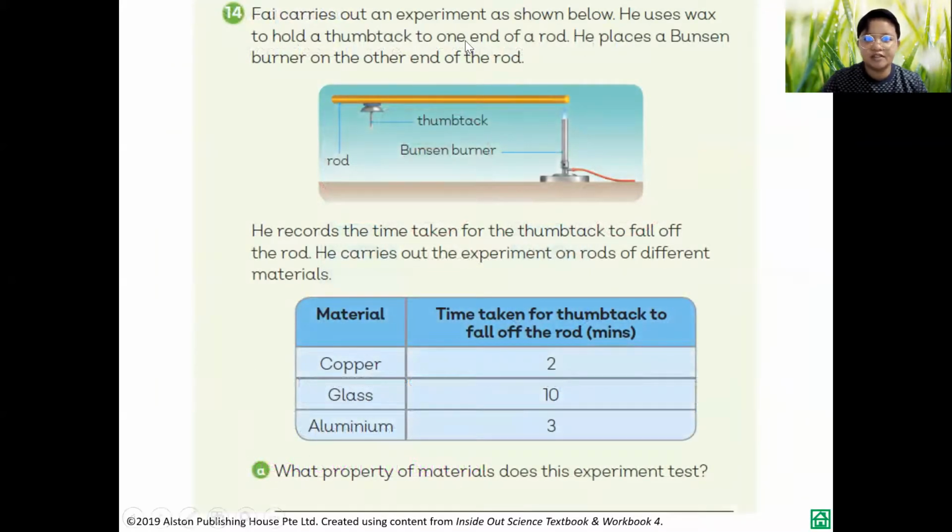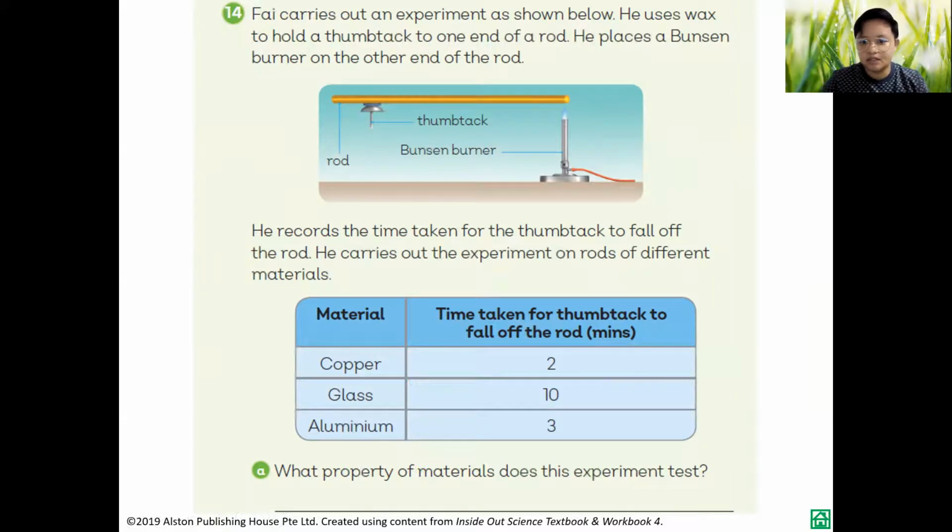Number 14, Phi carries out an experiment. As shown below, he uses wax to hold a thumbtack to one end of a rod. So the thumbtack is attached to the wax. Our candles are made of wax. He places a Bunsen burner on the other end of the rod. Here is the Bunsen burner. He records the time taken for the thumbtack to fall off the rod.